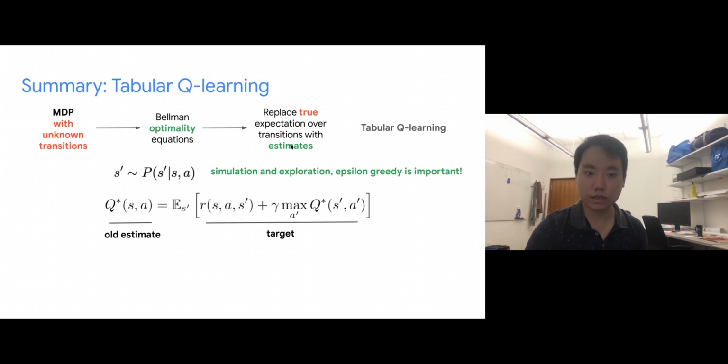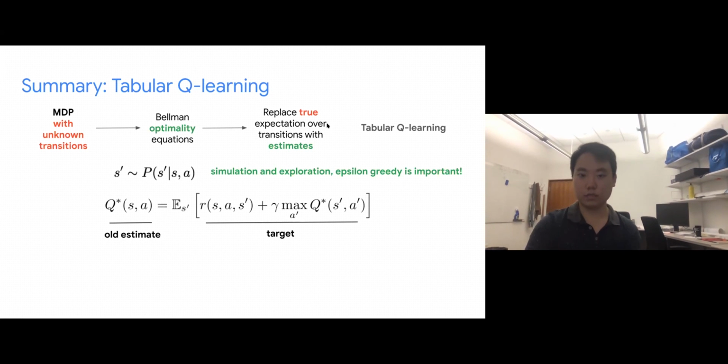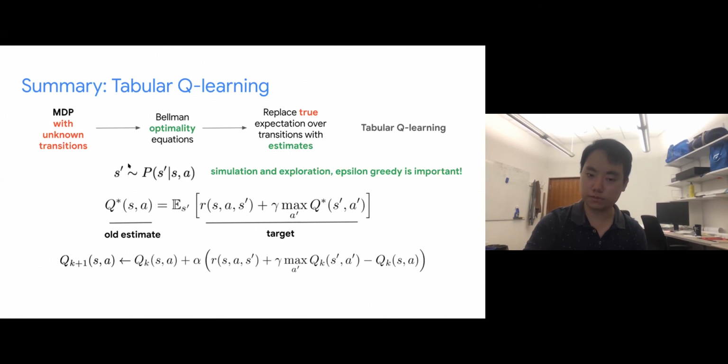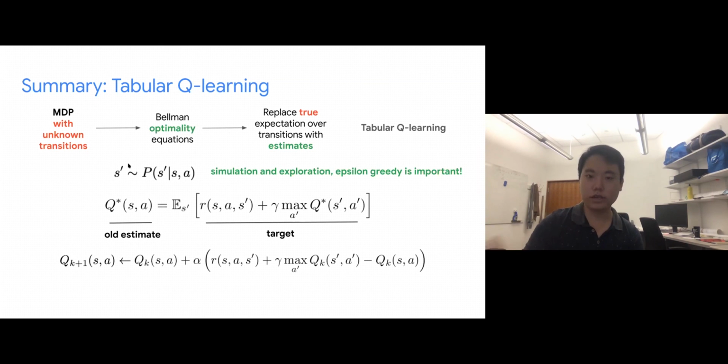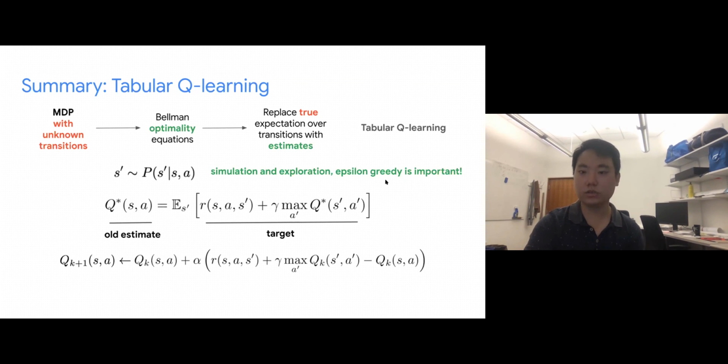We're going to see that in the next algorithm, but before that, let's just summarize tabular Q-learning real quick. We started with MDPs with unknown transitions. You can't really compute this exactly. We're still going to use these Bellman optimality equations as given by this. And instead of computing this expectation exactly, you're going to replace this true expectation with estimates. So you're going to sample a bunch of S prime just by exploring and simulating your environment. You have to make sure it's epsilon greedy so that you explore enough and get states of high reward.